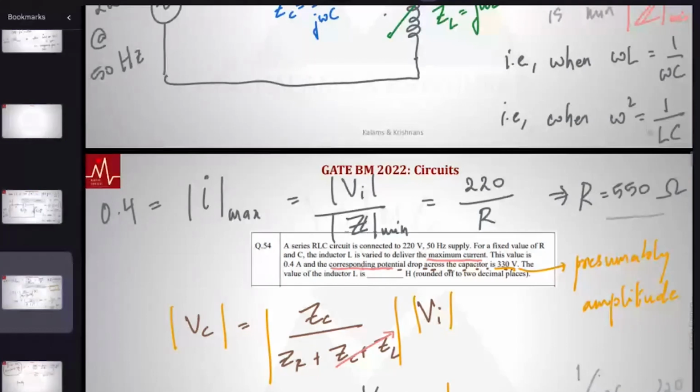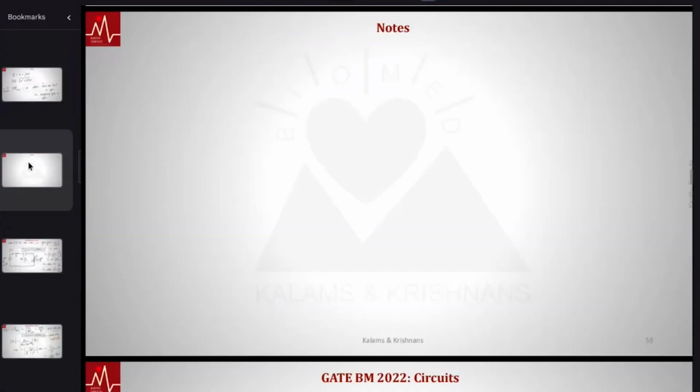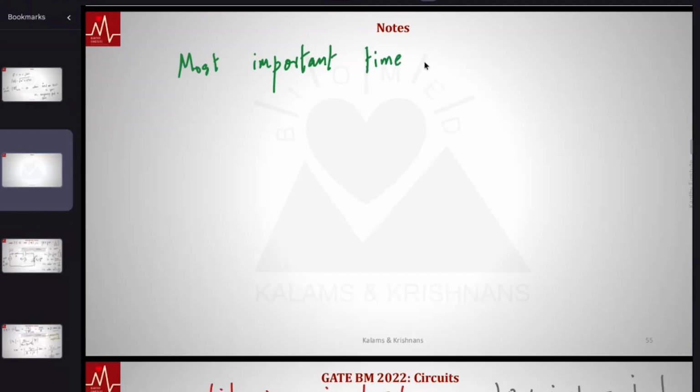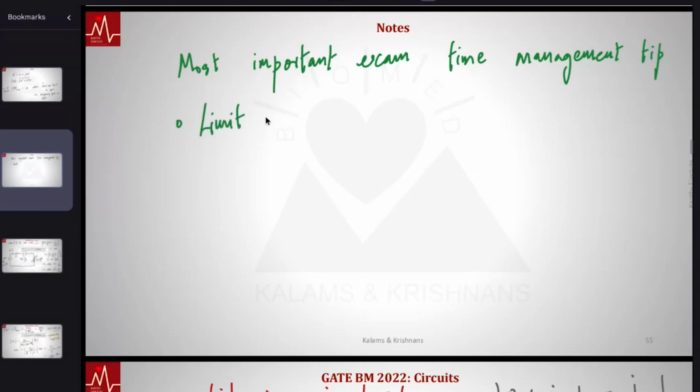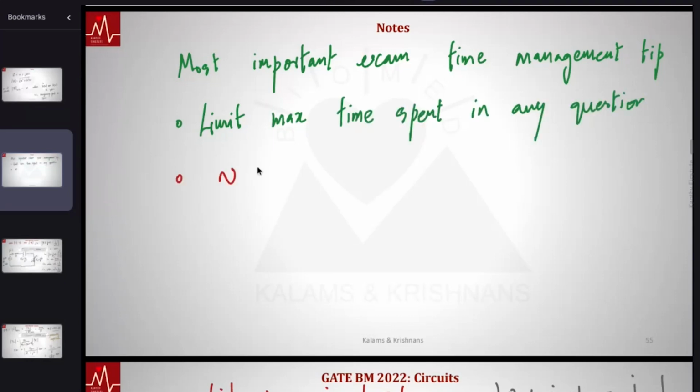Okay, the most important time management tip is limit the amount of time you spend on any one question. This is the most important exam time management tip, okay? That is, limit the amount of time you spent in any one question. Max time spent in any question, and this is approximately, let's say 9 minutes.